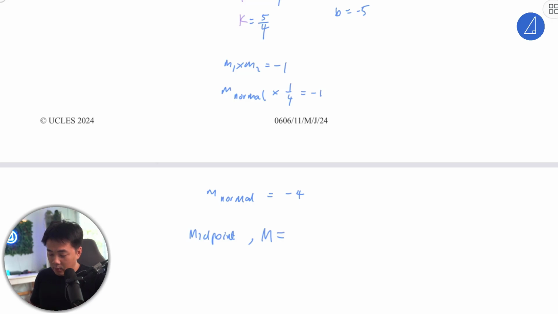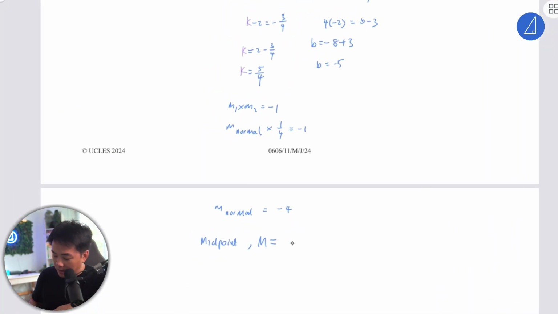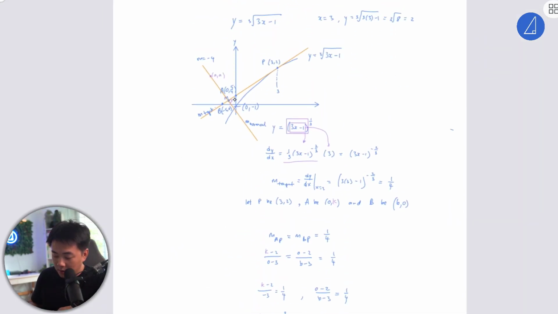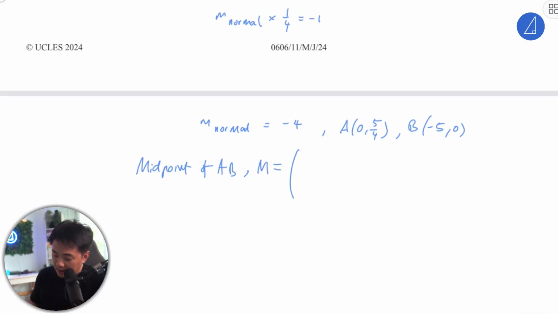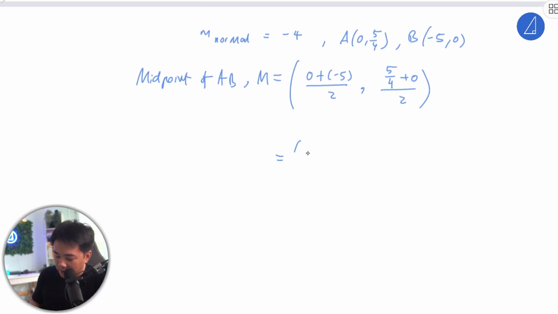Midpoint M: we just take the coordinates of the midpoint of AB. We have two coordinates here, right? We have (0, 5 over 4) and B equals (negative 5, 0). That's great. So the midpoint will just be, we sum the individual coordinates up, then divide by 2. 5 over 4 plus 0 divided by 2. Okay, so in this case we get (negative 5 over 2, 5 over 8).